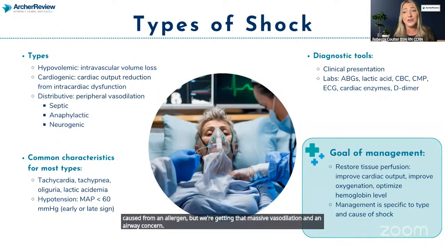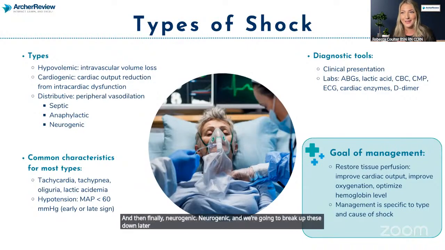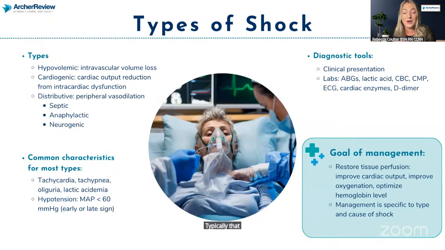And then finally, neurogenic. We're going to break these down later too. I'm just giving you the quick and dirty here. Neurogenic is where we lose our sympathetic nervous system tone due to some sort of injury in the central or peripheral nervous system, typically a spinal cord or a brain injury that makes it impossible for our sympathetic nervous system to work.